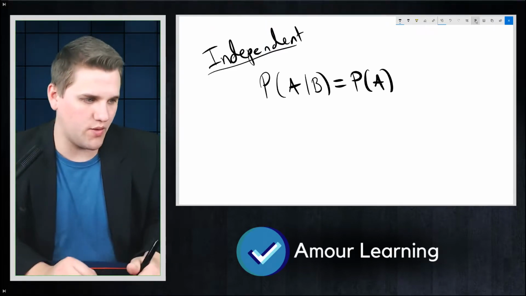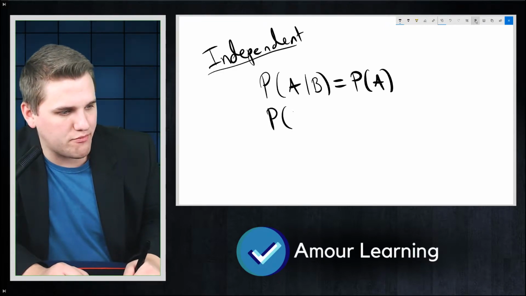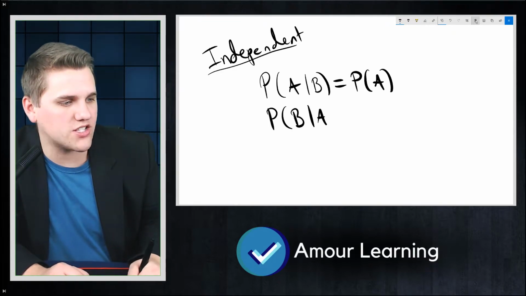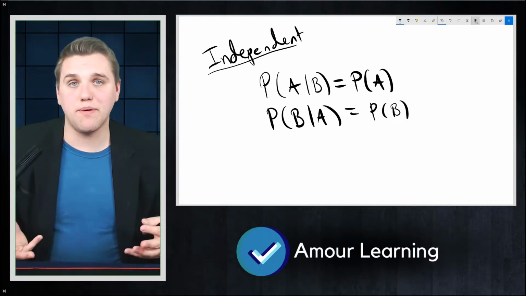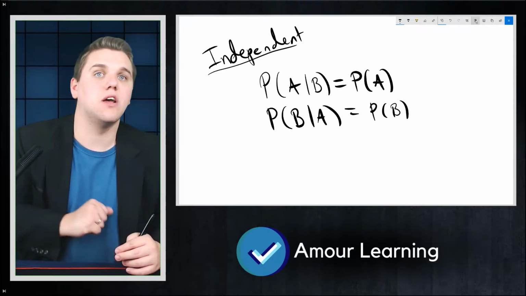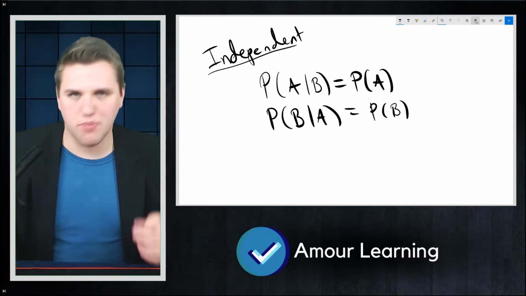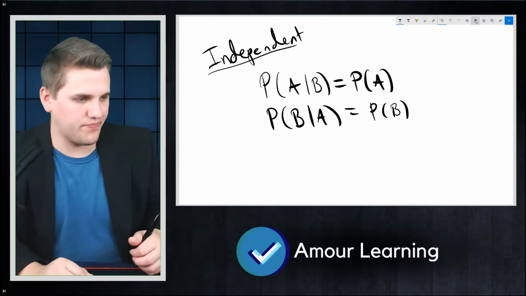B has no influence. Likewise, the probability of B, given that A has already happened, is the probability of B. So if A happens or it doesn't happen, doesn't really matter. The probability of B is going to be the probability of B, whether A happens or not.